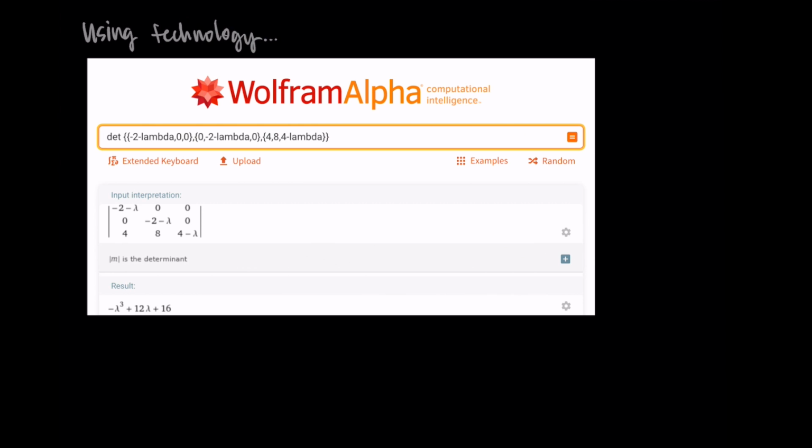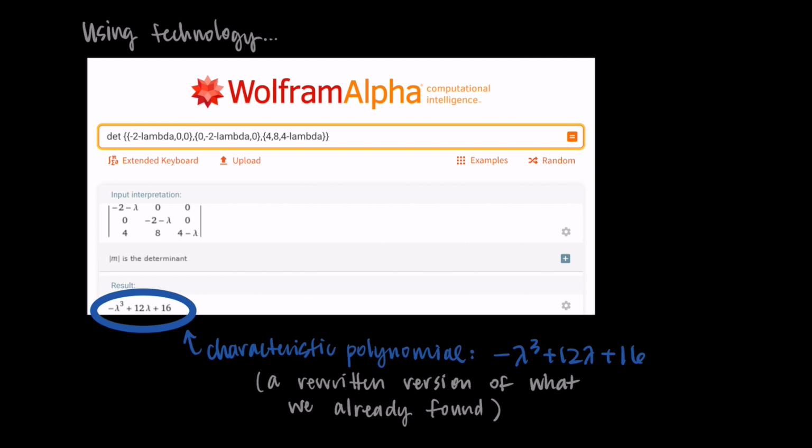And we see here that we get the result, which is the determinant, is negative lambda cubed plus 12 lambda plus 16. And so this is also my characteristic polynomial. This is just a rewritten version of what we already found. So we found a factored version that came from the determinant, but if we were to multiply all of that out, we would get this as our polynomial. I just want to show you this because sometimes you might compute a determinant and it might be kind of complicated looking, and so using Wolfram Alpha to find it for you can be really helpful.